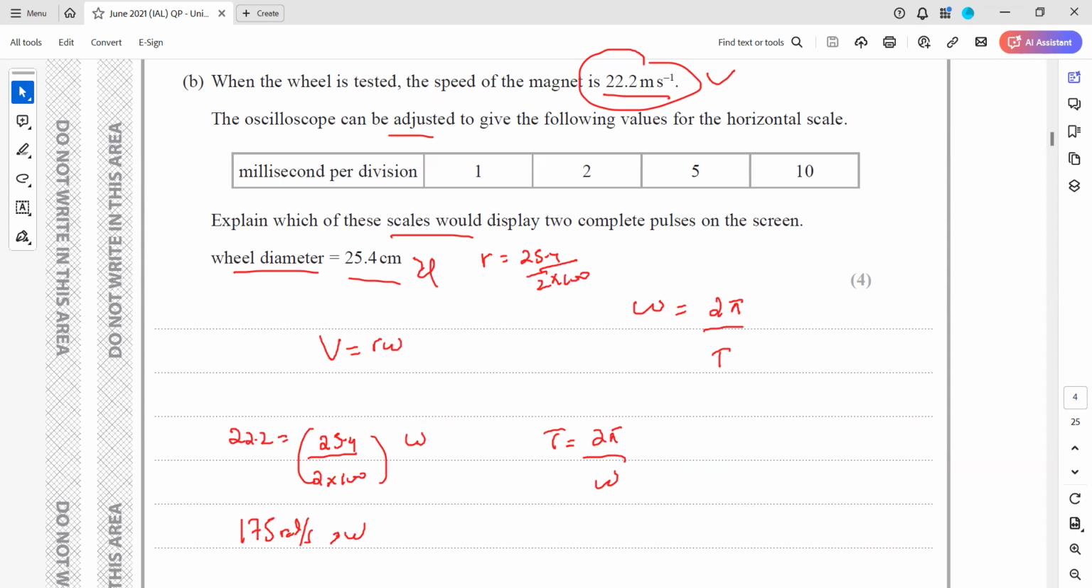Now we need the time period. So T equals 2 into 3.14 divided by omega, which is 175. So we get the value for T, which is 35.9 into 10 to the power minus 3 seconds, or we can say 35.9 milliseconds. So this is the time period.